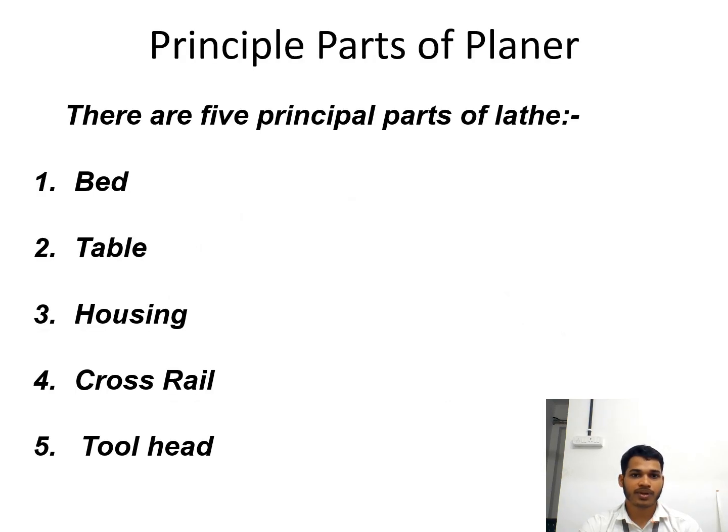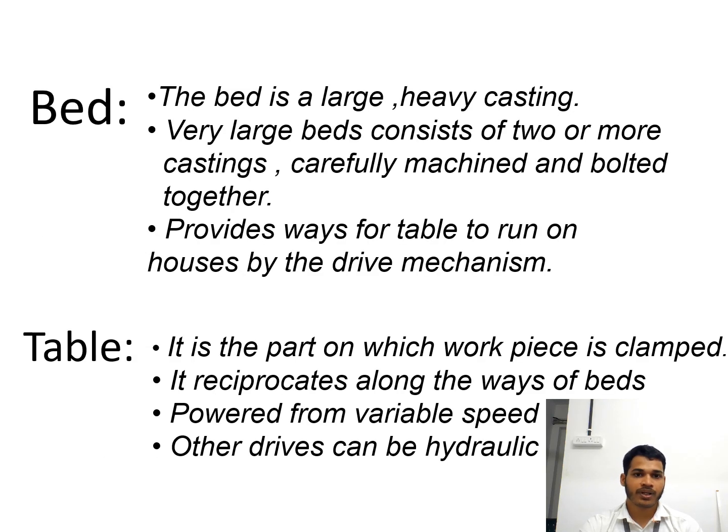So there are five main parts: bed and table, housing, cross rail, and tool head. The bed is a large and heavy casting. Generally, it is made from cast iron, and a very large bed consists of two or more castings carefully meshed and bolted together. It provides ways for the table to run on, housing the drive mechanism. The table is the part to which the workpiece is clamped, and it reciprocates along the ways of the bed, powered at various speeds, and other drives can be hydraulic.